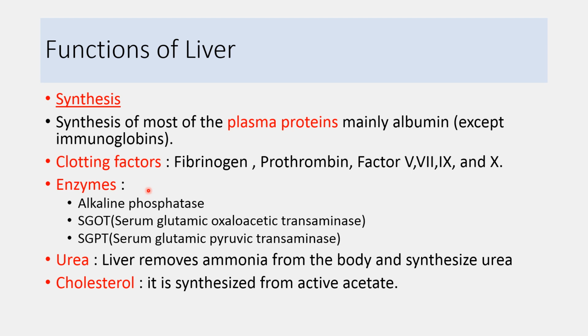Various enzymes like alkaline phosphatase, SGOT or serum glutamic oxaloacetic transaminase, and SGPT or serum glutamic pyruvic transaminase are synthesized by the hepatocytes.